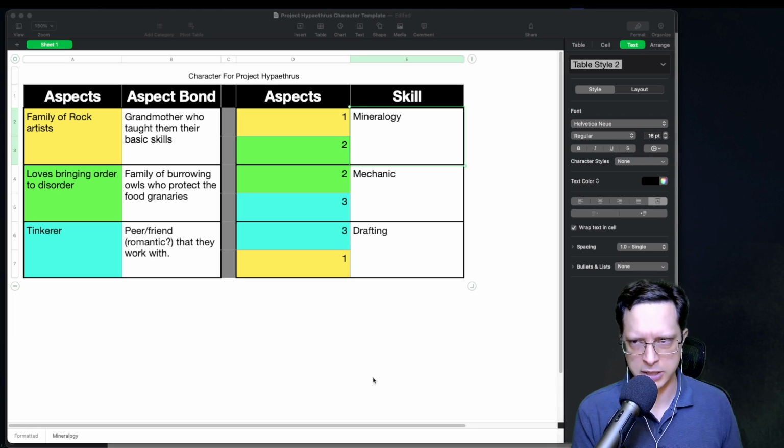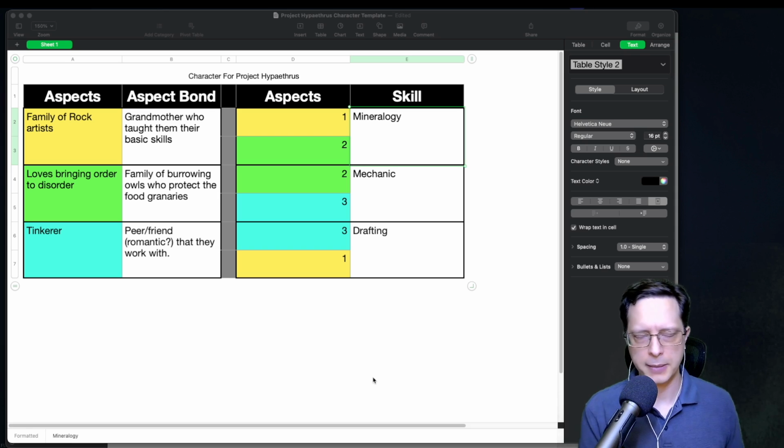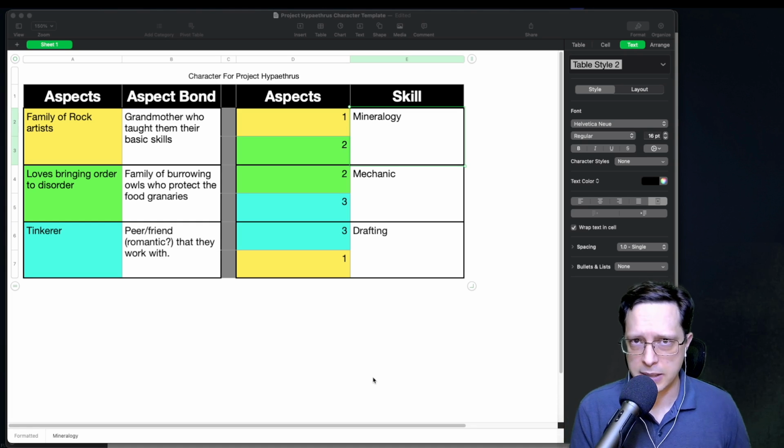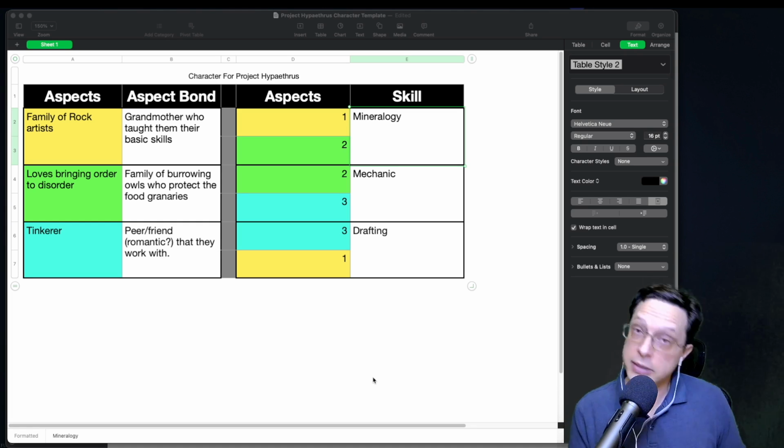So he has a strong relationship with them. Maybe they live a long time. Maybe, I don't know, maybe they can communicate in a way that modern owls obviously can't. But I haven't decided yet. Anyway, the third aspect that I'm thinking would be appropriate for our character is that they're a tinkerer.